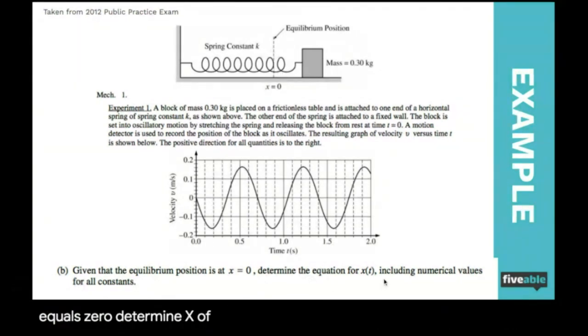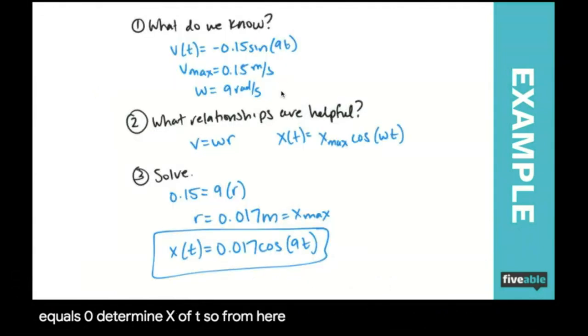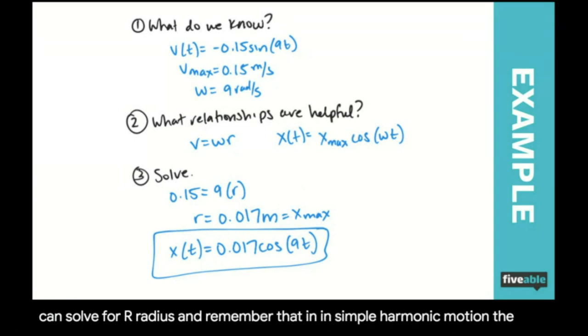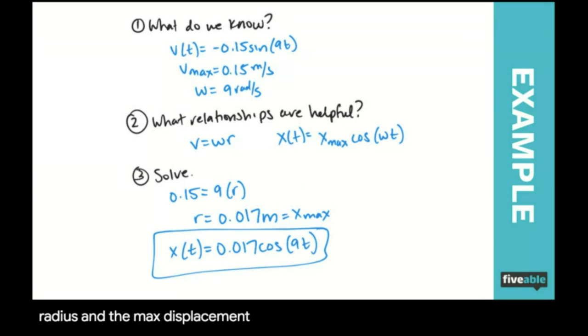Determine x of t. From here, that makes it super easy, because if we know the equilibrium position is at 0, then if we get our max velocity here, we can solve for our radius. And remember that in simple harmonic motion, the radius, the max displacement, and the amplitude are all just the same thing. It's just depending on the type of motion. So all of those equations always work, and we get an answer.